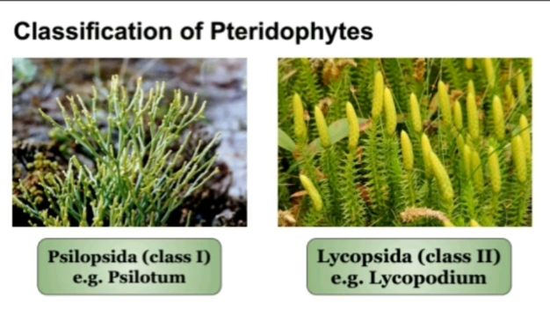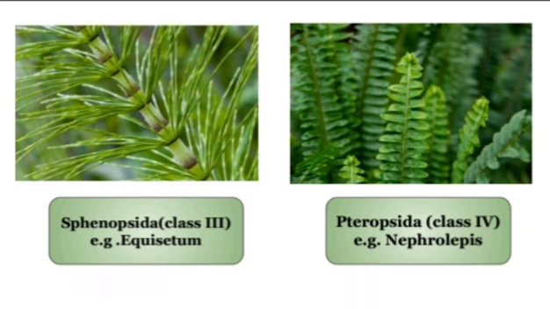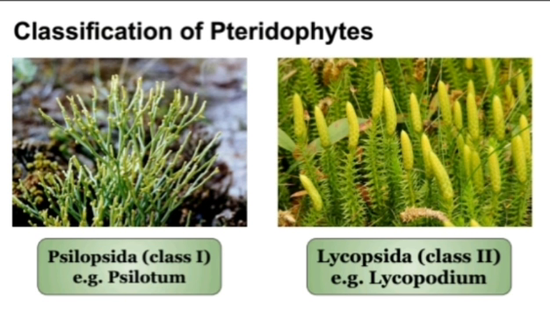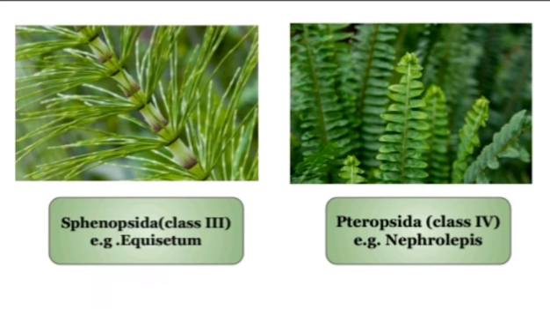Next, we'll move on to classification of pteridophytes. There are 4 classes. First one is Psilopsida, Lycopsida, Sphenopsida and Pteropsida. An example of Psilopsida is Psilotum. A Lycopsida example is Lycopodium. A Sphenopsida example is Equisetum. A Pteropsida example is Nephrolepis.